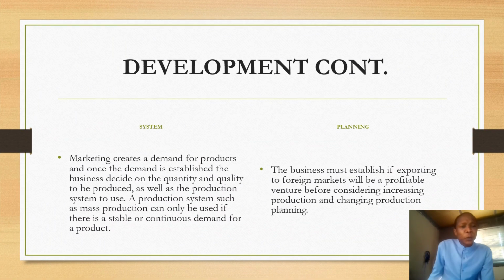And then we need to consider our systems. Remember that marketing creates a demand for our products, and once the demand is established, businesses decide on the quantity and the quality they need to produce, as well as the production system. So, for example, a production system such as mass production can only be utilized if you have noticed that you have a stable and continuous demand for your product.